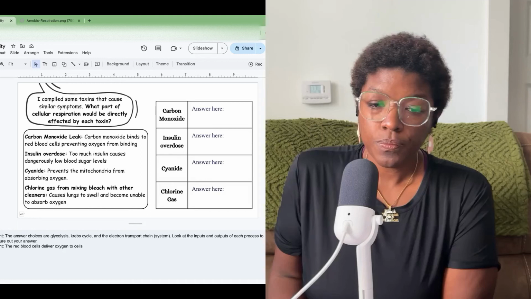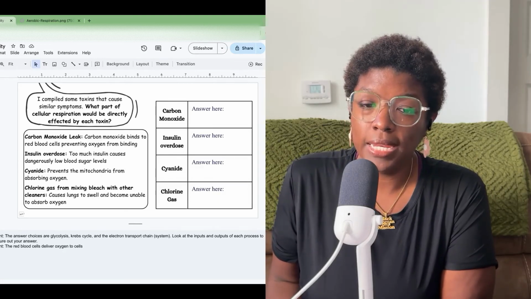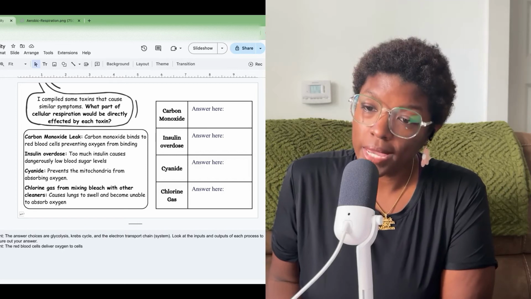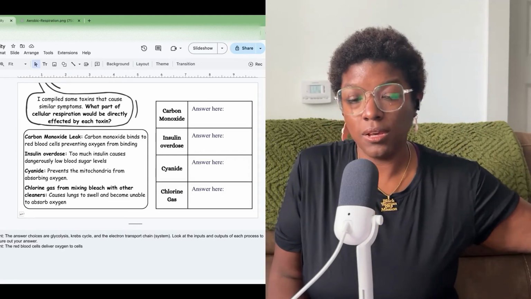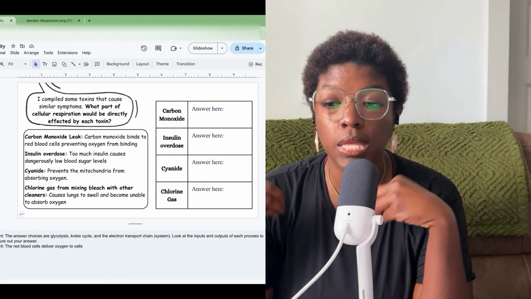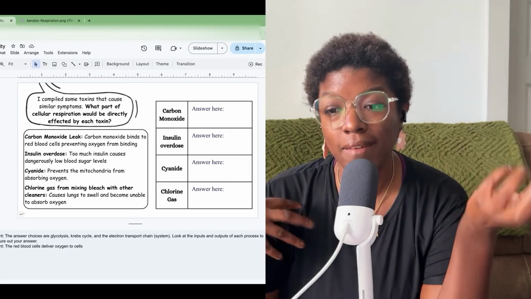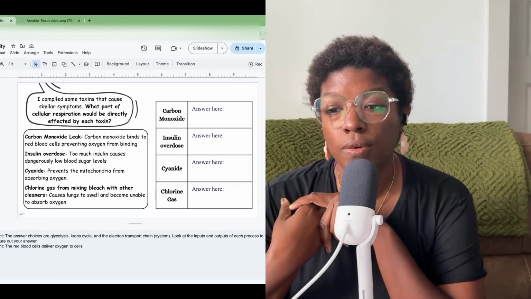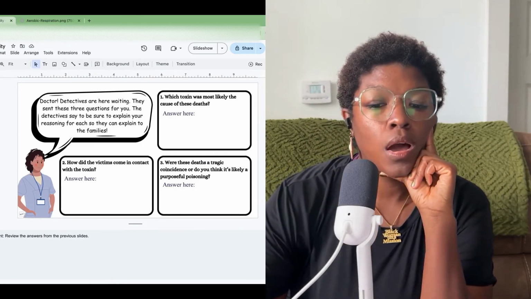So the answer here, of course, is going to be cyanide. With the carbon monoxide and the chlorine gas, the oxygen is never actually making it to the cells, and so we would expect to see low oxygen levels in the blood, which is not a match to what we saw in the evidence. In the insulin overdose, we checked earlier and the blood glucose levels were normal.